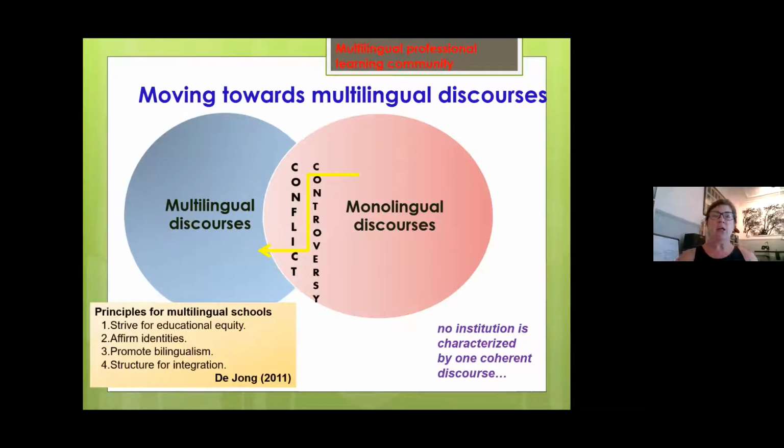For example, let's say you have a dual language bilingual program that's a strand in your school. You might have relatively coherent multilingual discourses there in your strand, but when you talk about curriculum development and policy for the entire district, there's a conflict. And so what I usually think of is conflict and controversy on a good day. I see this as an invitation to further professional learning.